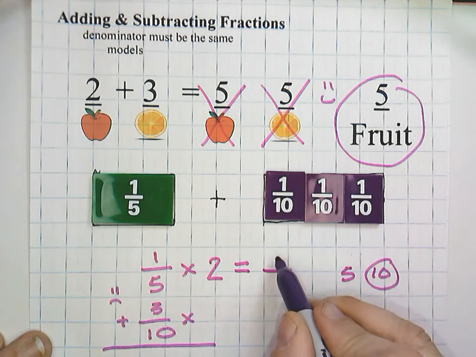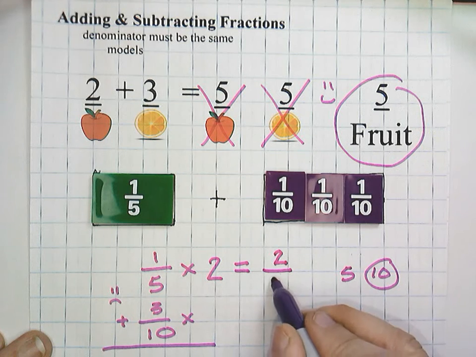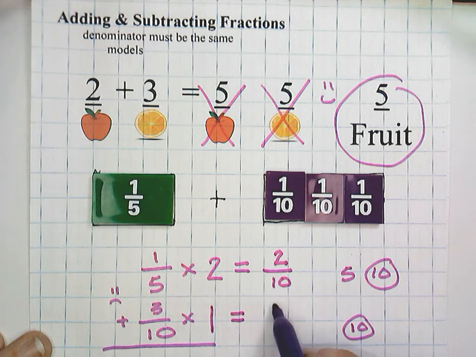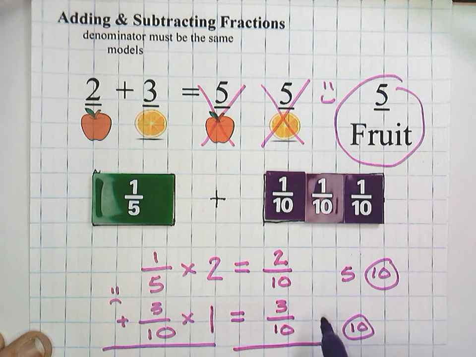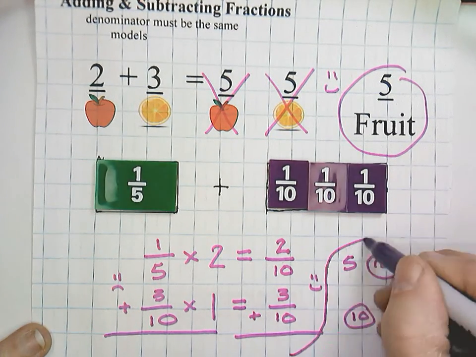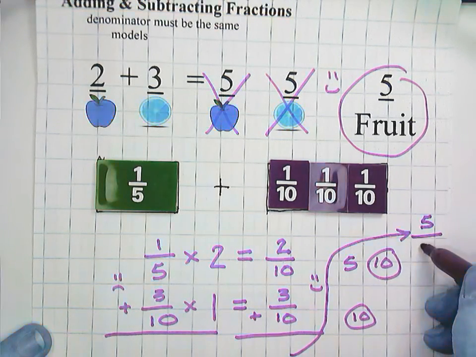1 times 2 is 2, and 5 times 2 is 10. On the bottom, it's just 1, so we're multiplying by 1. And 3 times 1 is 3. And 10 times 1 is 10. And we are able to add these now. 2 plus 3 is 5, which I'm going to write over here, right? 5. And then these are 10.